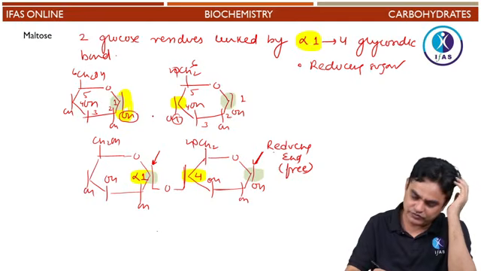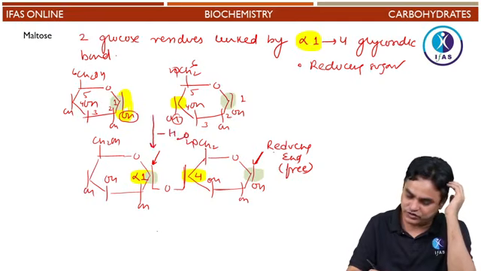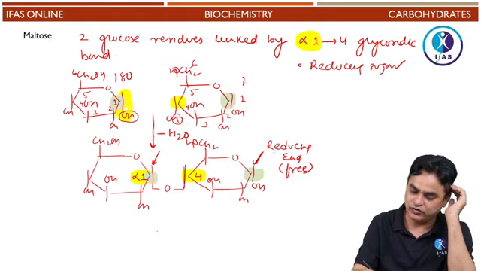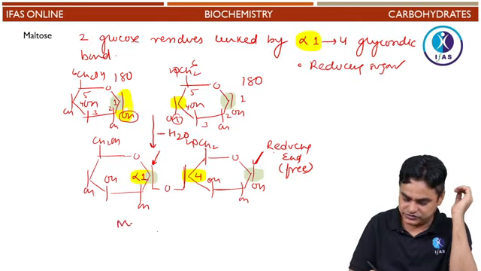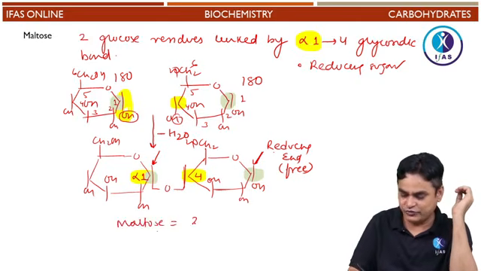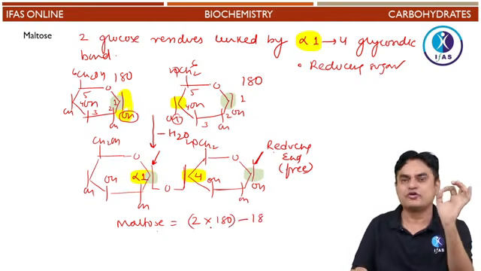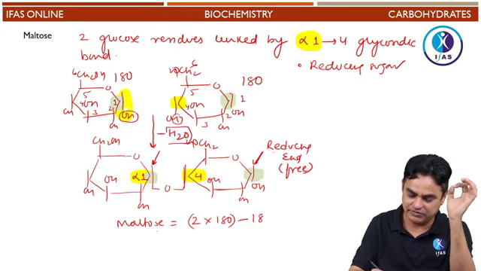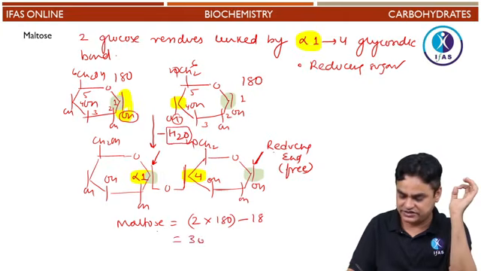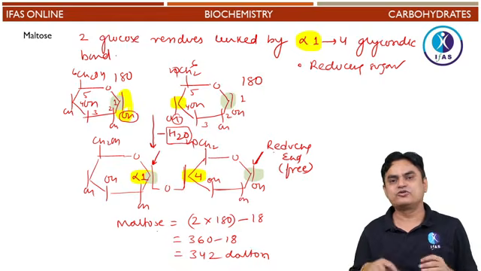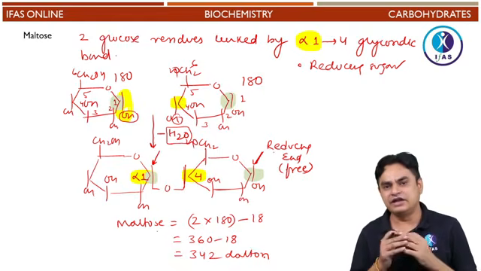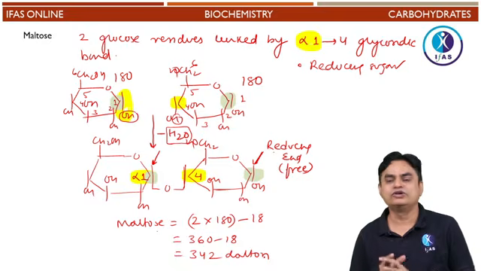During the formation of maltose, there is an elimination of a water molecule. So the molecular weight of glucose is 180. The molecular weight of this is also 180. The molecular weight of maltose would be 2 into 180 minus 18. Why minus 18? Because one water molecule has been eliminated and the molecular weight of water is 18. So you will say that 360 minus 18 comes out to be 342 Dalton. So the molecular weight of maltose is not exactly double that of glucose. It is 18 units lesser because one water molecule is eliminated.